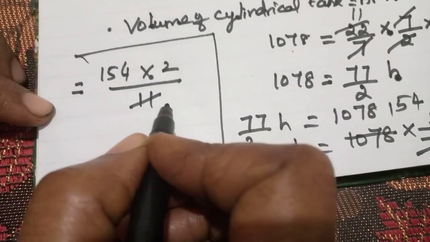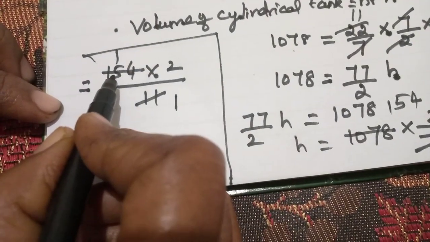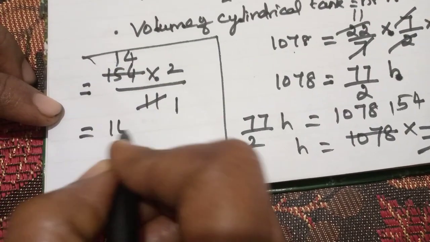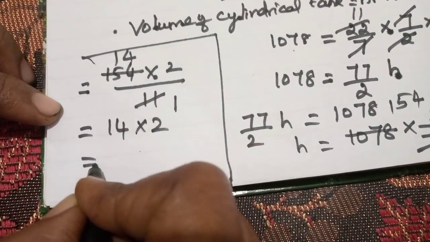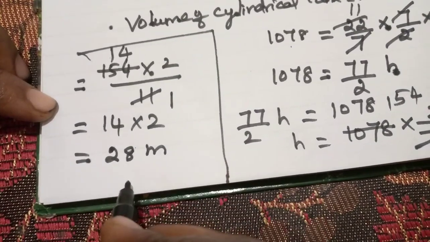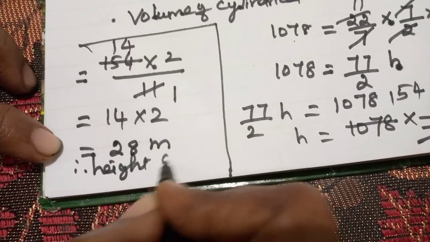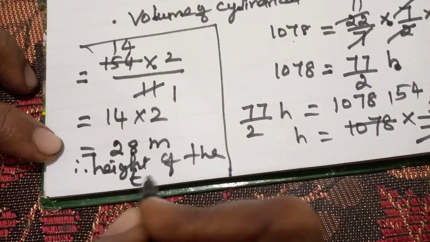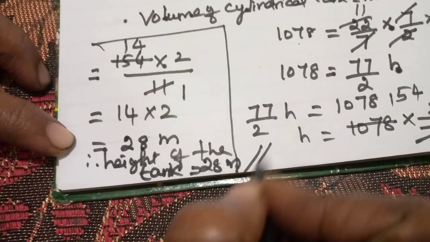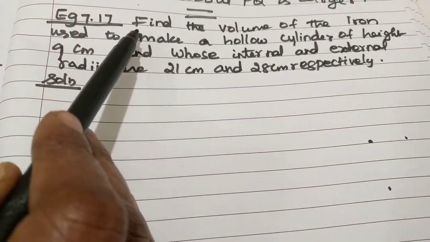Again let's divide it using 11 table. 1 11 is 11. Here 1 11 is 11. 4 balance 4 and 4 44. 4 11 is 44, which is equal to 14 into 2 is equal to 28 meter. Therefore height of the tank is equal to 28 meter. Understood students? Next example 7.17.